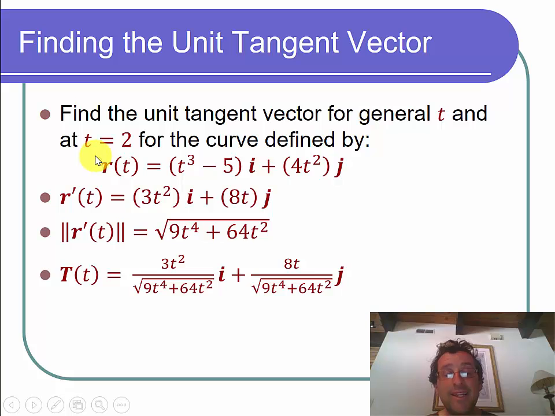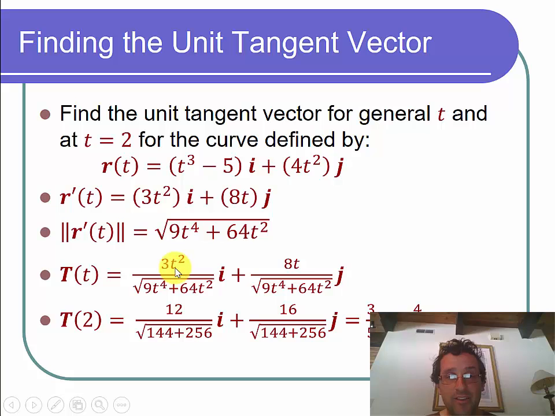To find the unit tangent vector when t equals 2, we just plug in 2. Very simple. 2 squared is 4, 4 times 3 is 12. There's my 12. 2 to the fourth is 16, and 16 times 9 is 144. 2 squared is 4, times 64 is 256. So we get 12 over the square root of 144 plus 256, i, and then 8 times 2 is 16, divided by that same square root of 144 plus 256, j.